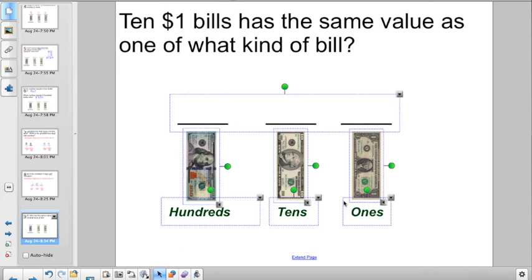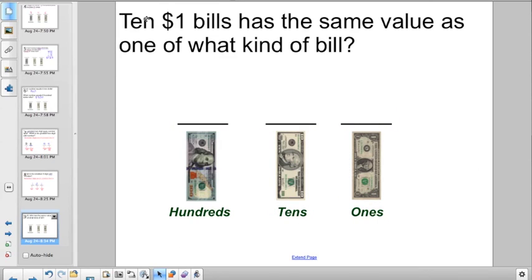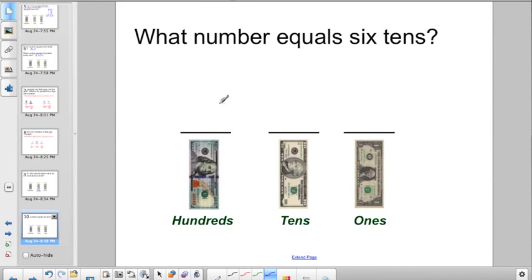Let's take a look at this one. Here it says 10 $1 bills has the same value as 1 of what kind of bill? Well, if I had 10 $1 bills, how much money is that? Hey, that's $10. $10 would be the same as 1 $10 bill, right? So, has the same value as 1 of what kind of bill? 1 $10 bill.